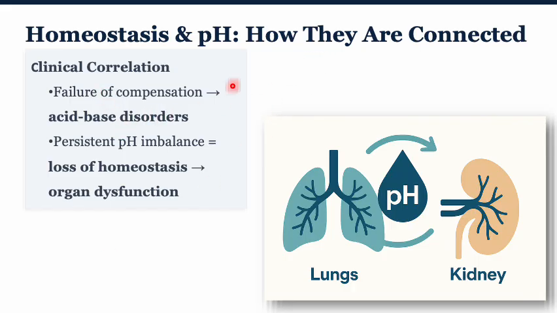So clinically, how does this correlate? If you have a failure in any one of the compensations, so the lungs or the kidneys, you'll end up with an acid-base disorder, which we'll go into detail a little bit later. And persistent pH imbalance is a loss of homeostasis. If the body isn't compensating, it will further go into organ dysfunction. And this is just a little cartoon of how pH is regulated by the lungs and the kidneys.